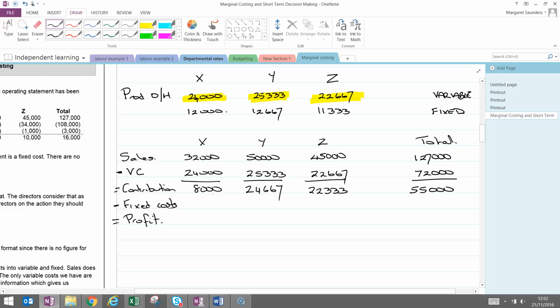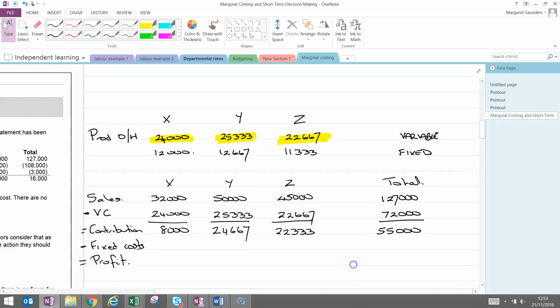Now, a very important point here is that we take the fixed costs from the total contribution. In marginal costing, we do not take the fixed costs from the individual products. They are treated as a period cost, which means that we just take the total fixed cost for the period and deduct them from our total contribution for the period. So we need to know what our fixed costs are.